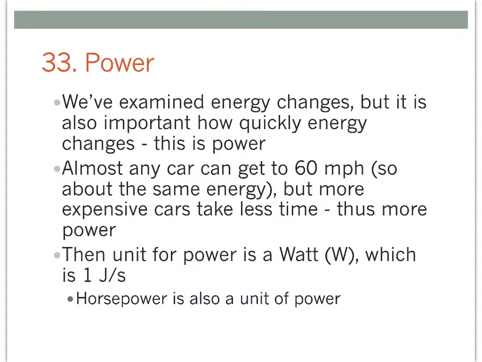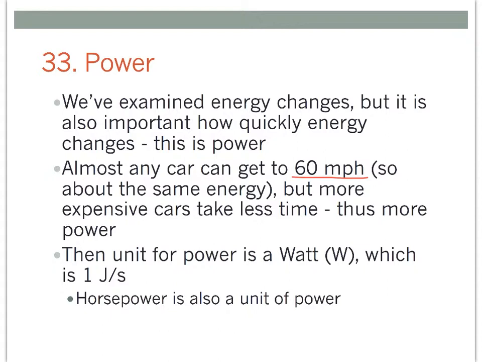And as we saw on the last slide, just about any car can get to 60 miles an hour. So they're all going to be about the same energy, assuming their masses aren't that different. But more expensive cars take a lot less time, because those cars have a lot more power in their engines. All right, so that's what power is all about here.